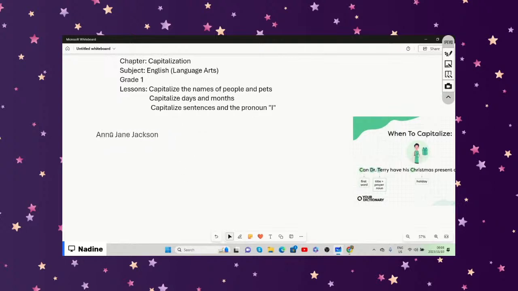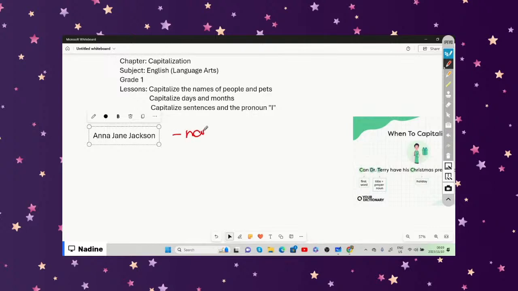So this is basically a name of a person, which is Anna Jane Jackson. Just a random name just to show that our names need to be capitalized. So this is names of people. And when we say names, then it's basically name and surname. So name and surname need to be capitalized.